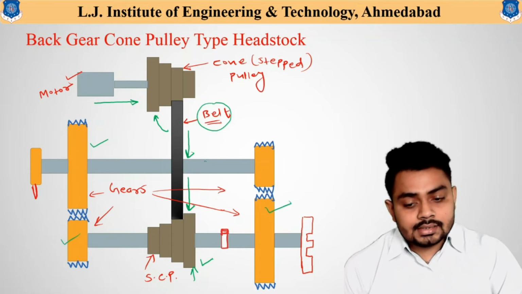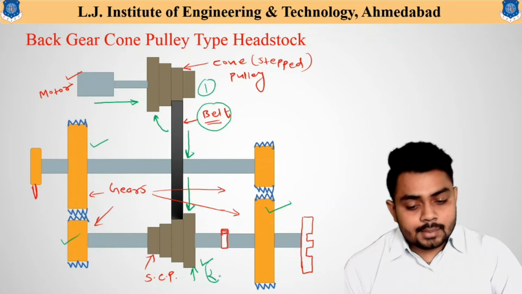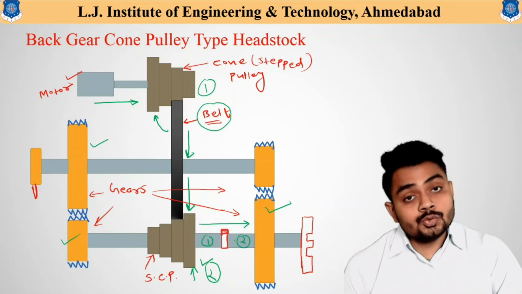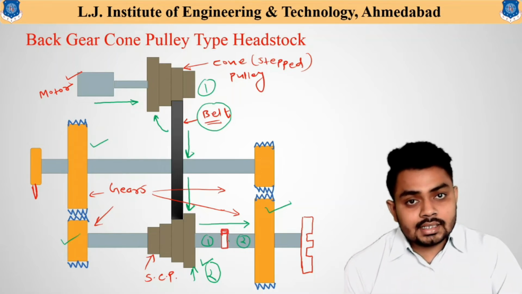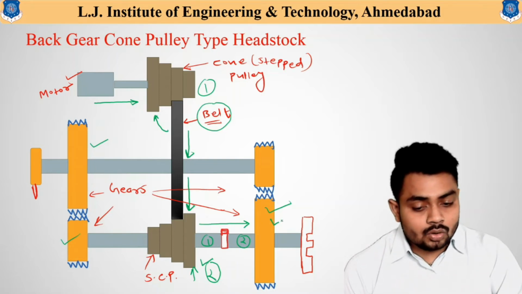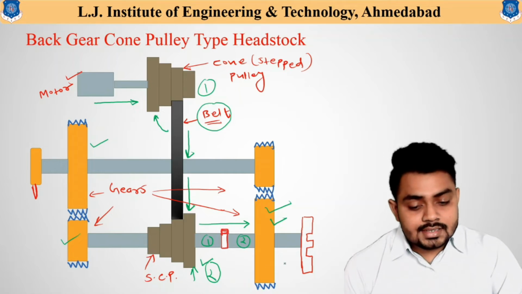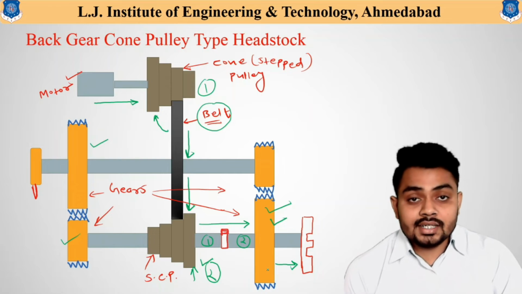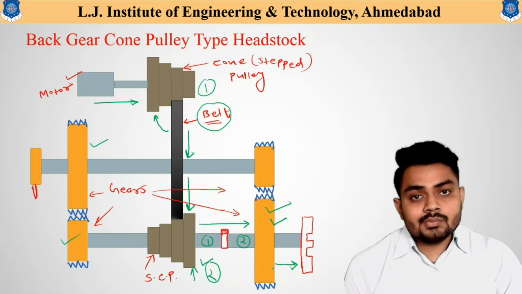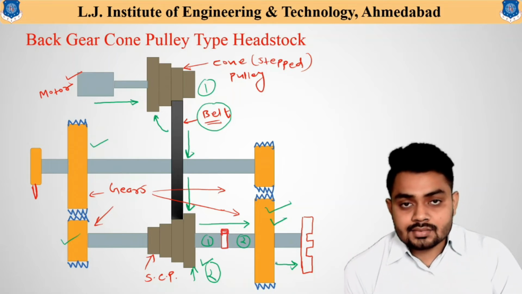So in normal condition, power is transmitted from one step cone pulley to the other step cone pulley, and as these two shafts are engaged, this is shaft 1 and this is shaft 2, these two shafts are in engaged condition, the power is transmitted from the step cone pulley to the other gear available over here, and from this gear the power is transmitted to the spindle, and from the spindle the power is transmitted to the workpiece. So this is the first basic arrangement of how the power is transmitted.